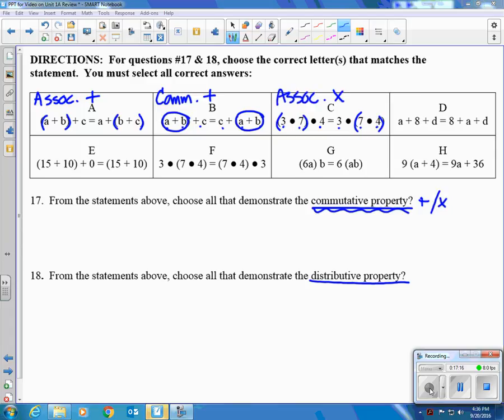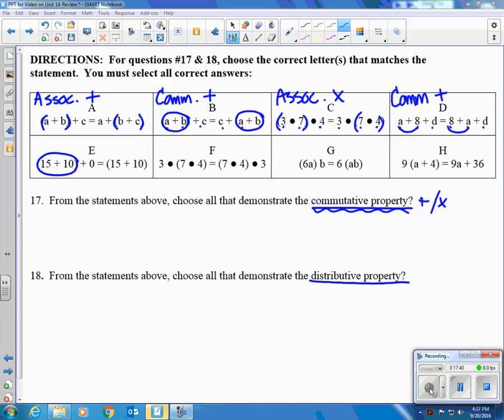My D choice over here, I have 8, A, D. No, I have 8AD. So here they switched. So since the order switched, again, this is changing order, so this is commutative, and it's a commutative property of addition.